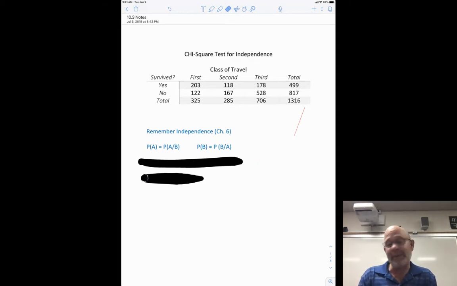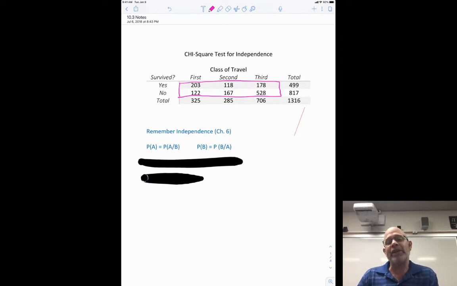This is actually the same problem we did in chapter 6. I don't know if you remember or not. This is the data from the Titanic, whether or not a person survived. Over here on the vertical column and the horizontal, we have the class of travel: first class, second class, and third class. This is our actual data here in a matrix, just like it was for the chi-square test of homogeneity. The other ones are the totals. We don't really need them.